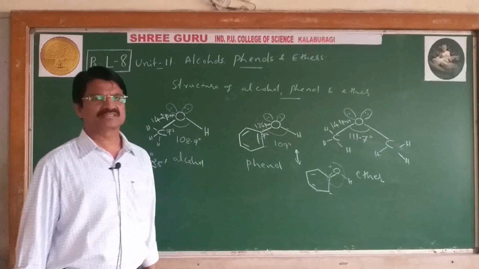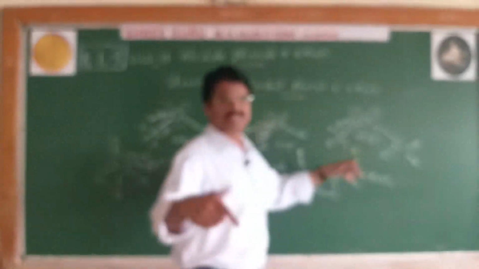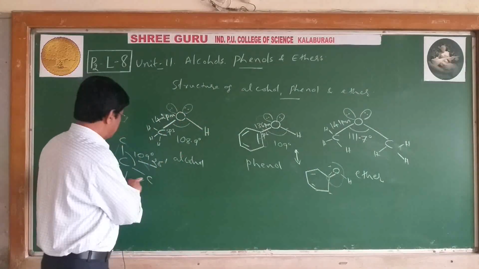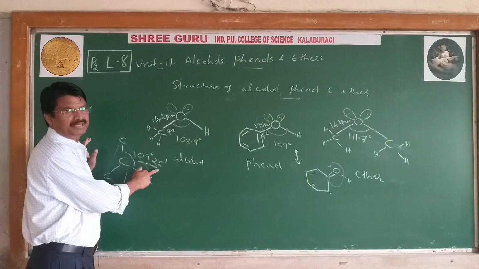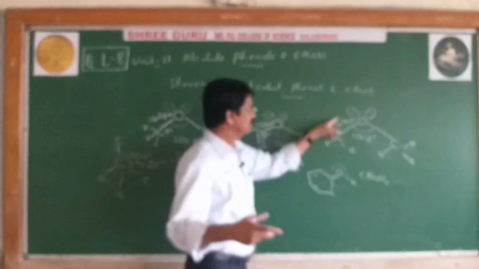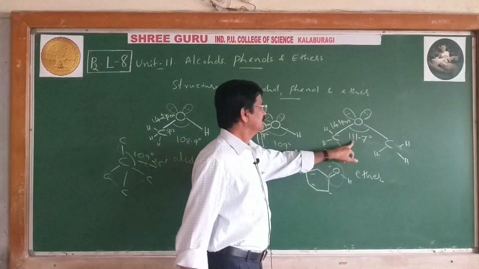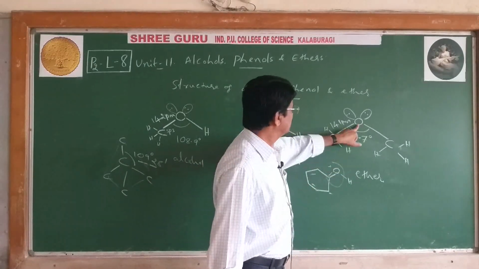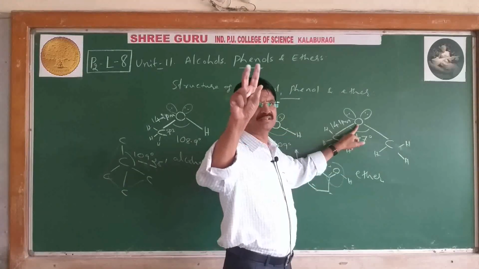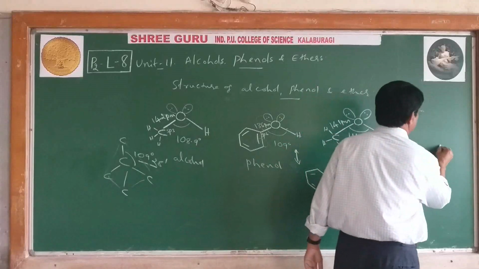In case of ethers, see about the bond angle. Ethers bond angle. Normal angle 109 degree 28 minute. If it is tetrahedral, this is also tetrahedral. Next, now consider oxygen at the center and like this. See here, oxygen at the center.